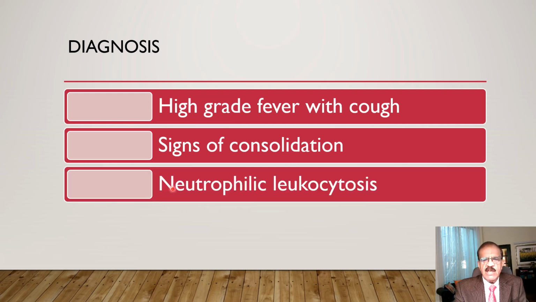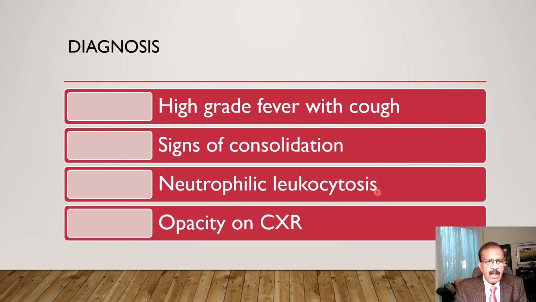If you do CBC, CBC is very important in all patients with pneumonia, and CBC will typically show neutrophilic leukocytosis with shift to left and maybe presence of band cells. Unless the patient is immunocompromised, this is the typical response in these patients. And then opacity on X-ray.